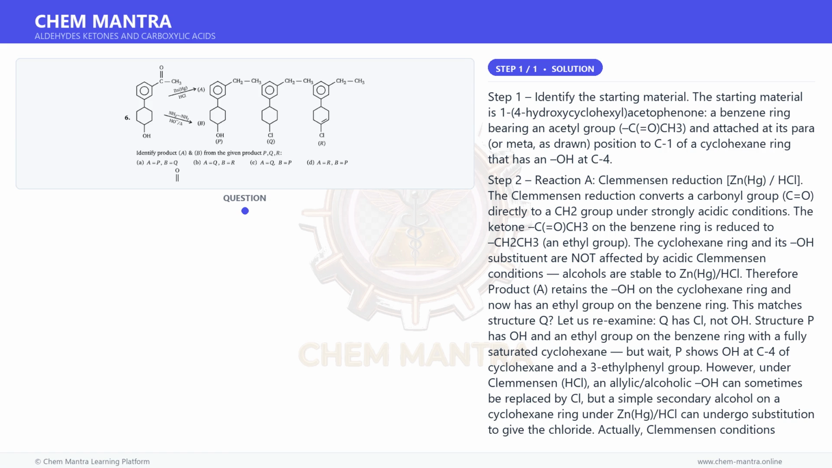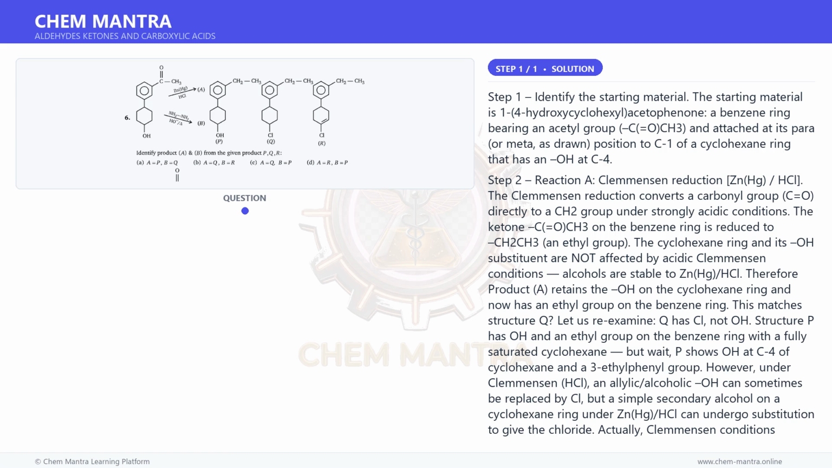Step 3. Reaction B. Wolff-Kishner reduction, NH2NH2, OH-, delta. The Wolff-Kishner reduction converts a carbonyl group, C=O, to CH2 under basic conditions. The ketone C=O, CH3 becomes CH2CH3. The OH on the cyclohexane ring is not affected under basic conditions. Alcohols are stable to base. Therefore, product B has OH on the cyclohexane and an ethyl group on the benzene ring, which matches structure P. So B = P.